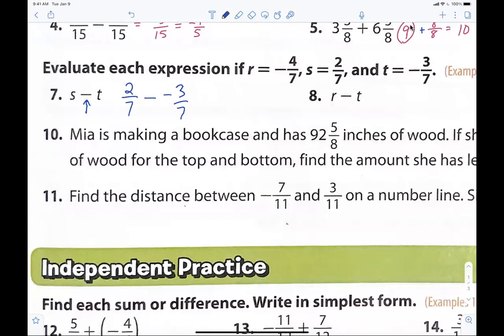Kelvy, do you see how that is? So now what do I do with the 2 negatives? Negative conservation. Yes, sir. So my final answer is what? 5/7.